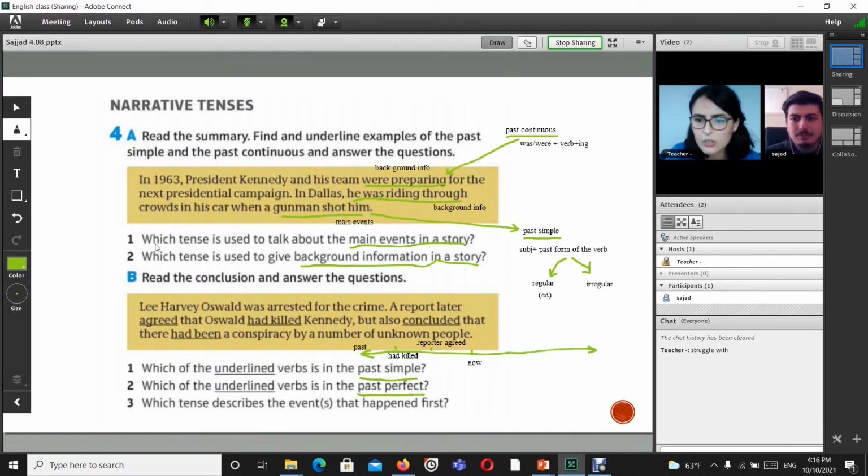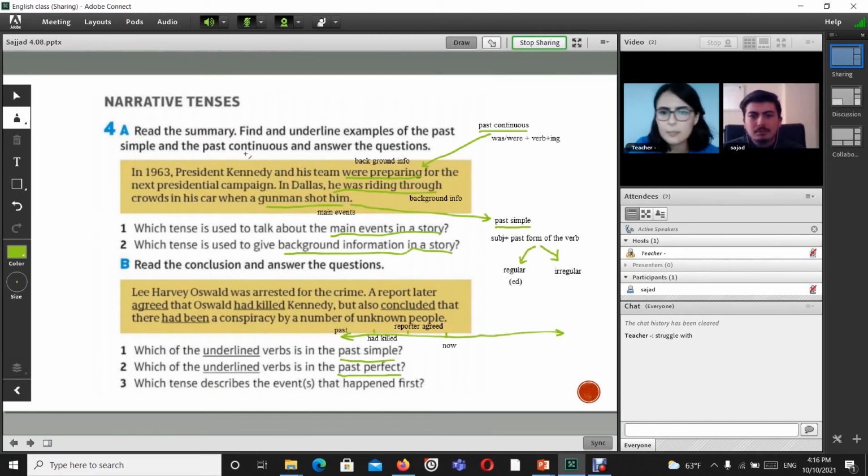Before we move on, can you tell me the form of past perfect? We said past simple, we said past continuous. What is the form of past perfect? Subject plus had plus the past form of the verb? What about the next one? Had been a conspiracy. So been is the past form? That's past participle. Very good. So we have the past participle of the verb.